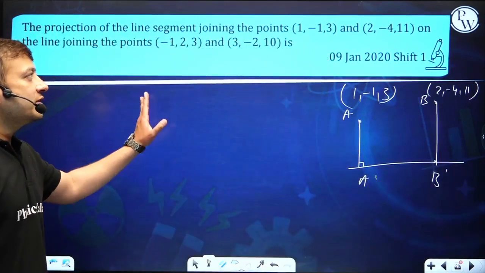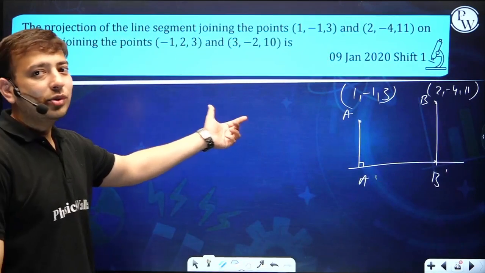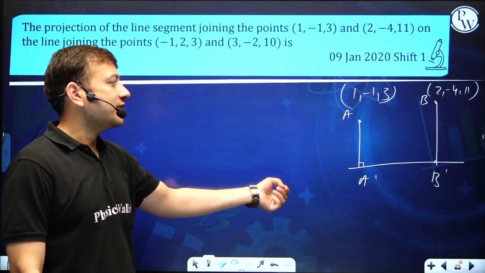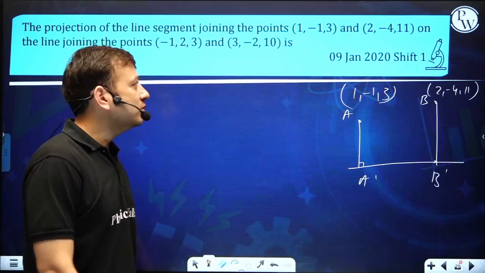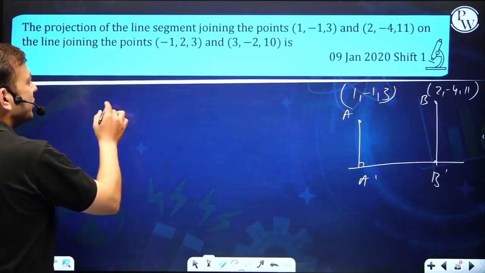So itself, this is a 5 minute question. Why? Because in the line, there is no direct formula. You need to find direction ratios, then lambda and mu. So it is a little lengthy, but the method is the same. The two point form you can apply.